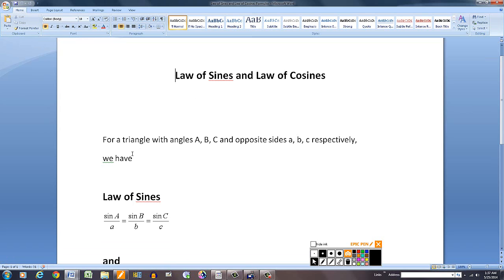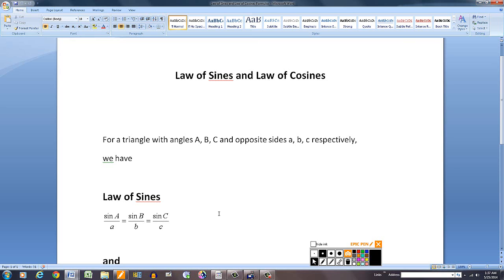It says for a triangle with angles capital A, B, and C and opposite sides little a, little b, little c respectively, we have the following. The sine of A over little a is equal to the sine of B over little b equals the sine of C over little c. Okay, that's for any triangle.